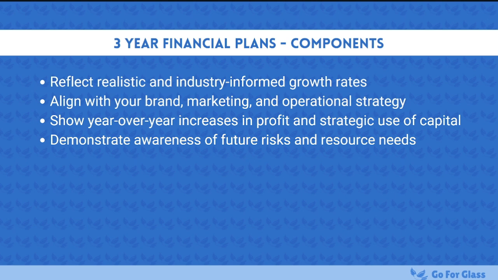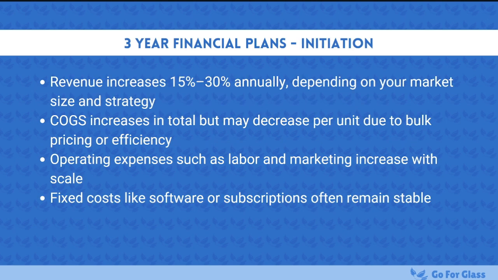Generally, if you're trying to think of strong projections, you can apply projected growth patterns to start when drafting. Revenue might increase 15 to 30% annually, depending on your market size and strategy. Cost of goods sold increases in total, but may decrease per unit due to bulk pricing or efficiency. Operating expenses, such as labor and marketing, increase with scale. Fixed costs like software or subscriptions often remain stable.